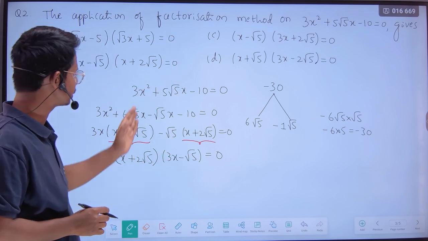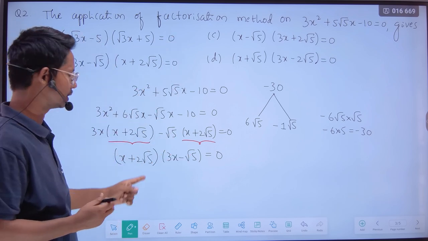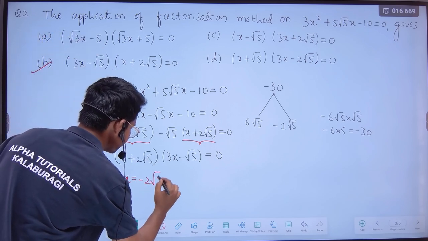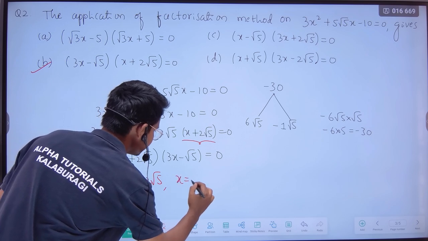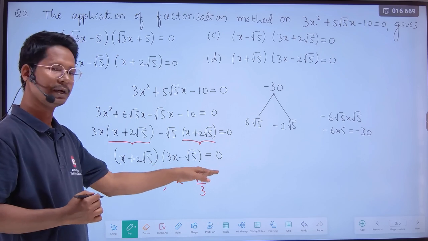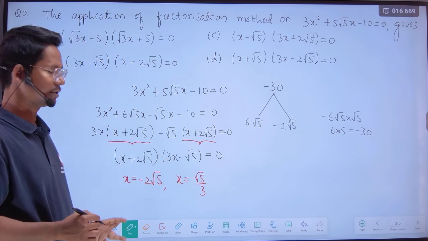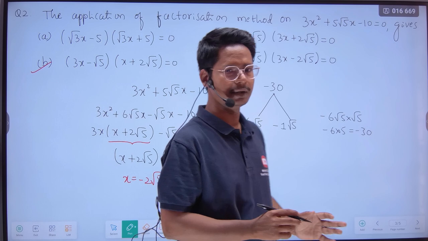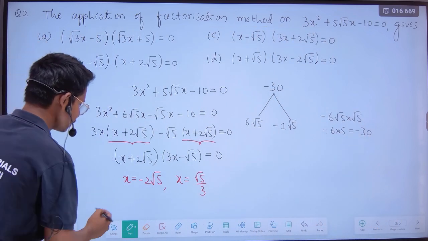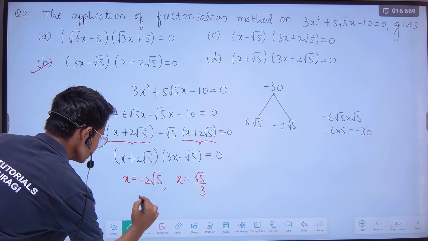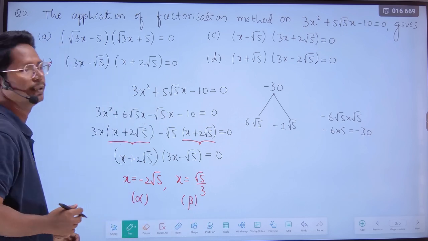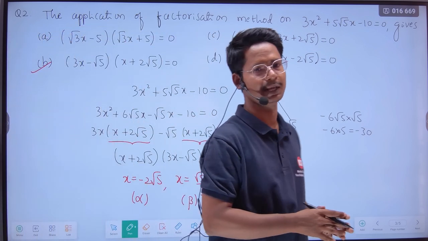If they ask for a solution, you just need to equate this to 0. In that case x will be minus 2 root 5, and here x will be plus root 5 by 3, isn't it? I have shifted minus root 5 to that side and divided. These are the two roots. Roots are also called solutions or even zeros. This solution you can call alpha, and this one you can name beta.